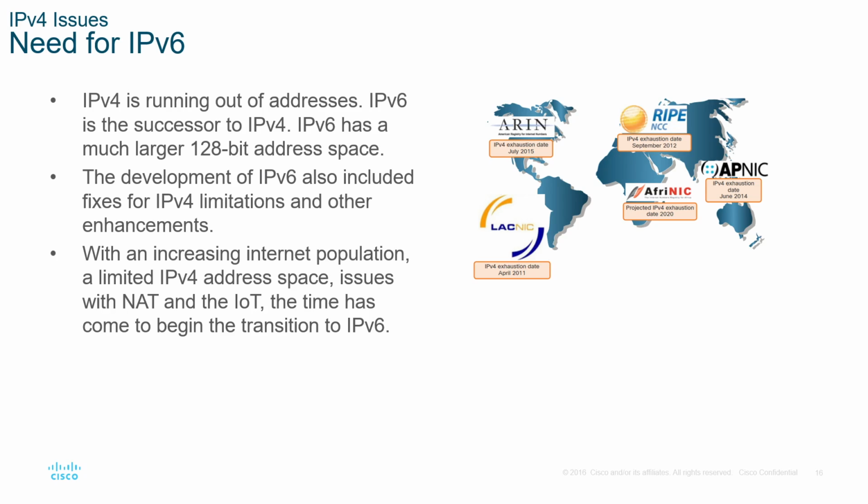The development of IPv6 also included fixes for some of the limitations, like broadcast. We don't broadcast with IPv6. We don't have to deal with NAT, right? Whereas we have to with IPv4 because of the loss. There's not enough addresses. So with the increasing internet population, IPv4 address space issues occur because of NAT.